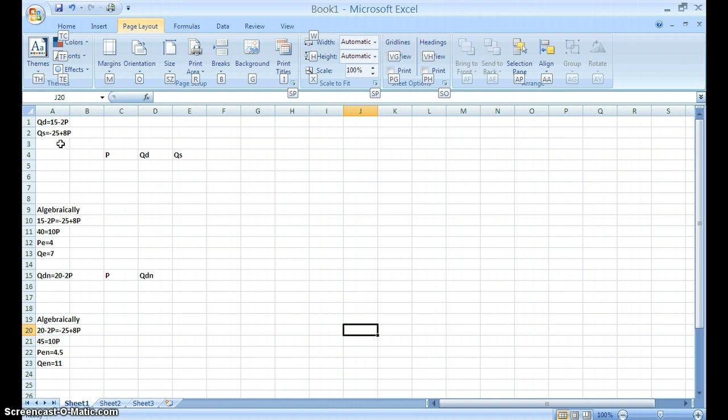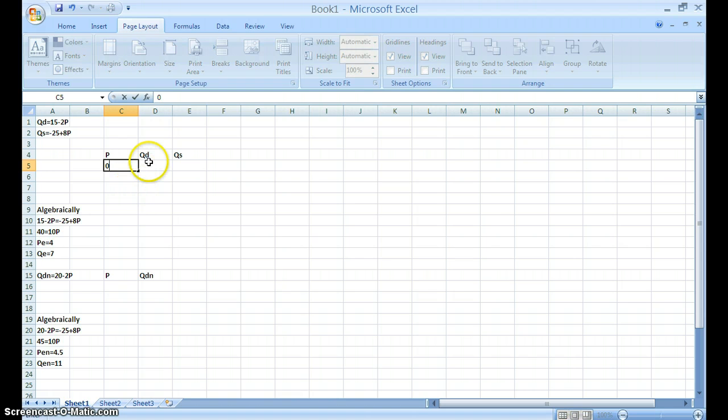Now to graph this, I just need to get the intercepts, the horizontal and vertical intercepts for each of those. So let me start with the demand curve and choose a price of 0 and calculate what quantity demanded would be when the price is 0. And that is 15 minus 2 times 0, that's 15. Quantity demanded is 15. Now let's see what quantity supplied would be when price is 0. Quantity supplied would be minus 25 plus 8 times 0, minus 25.